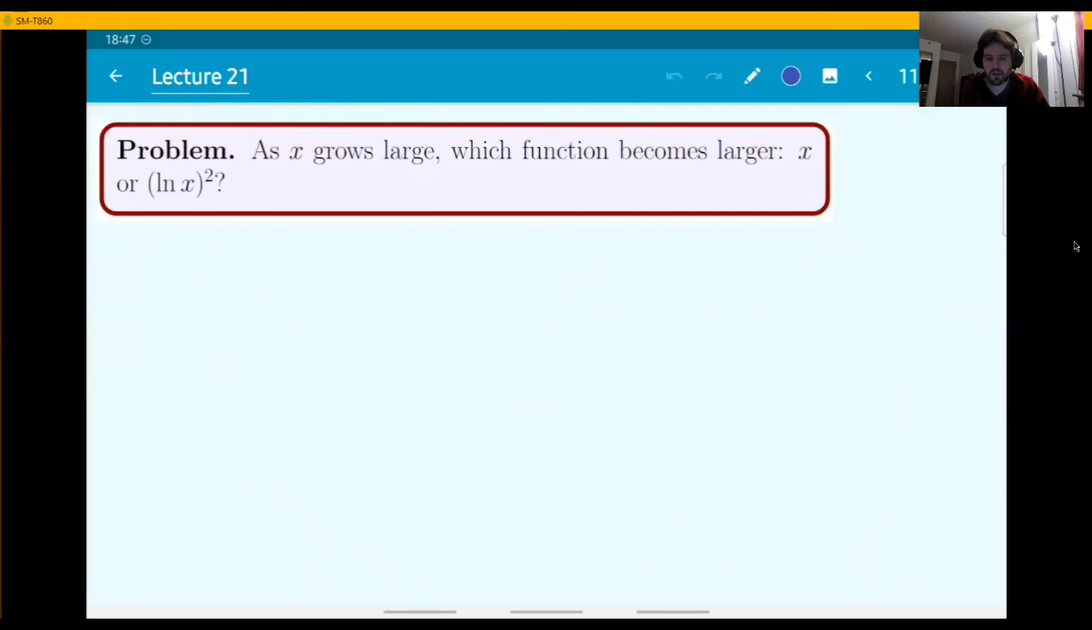Okay, and then finally, this is just an application of L'Hopital. It allows you to compare functions. A question might be asking you precisely this. You don't see a limit being asked here, but this is what they are secretly asking for. The problem is, as x grows large, which function becomes larger, x or ln x squared?